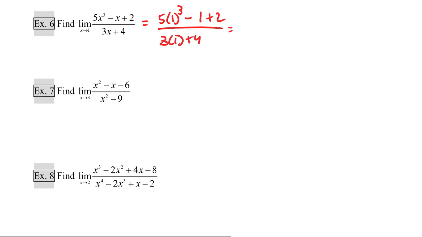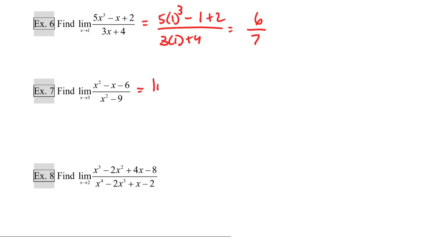And the numerator becomes 5 minus 1 plus 2, which is equal to 6. And my denominator is 3 plus 4, which is equal to 7. Example 7, however, if I plug in a 3 into that denominator, I'm going to be dividing by 0. So I need to see if I can factor and cancel.